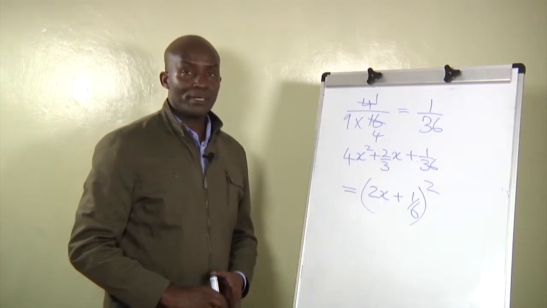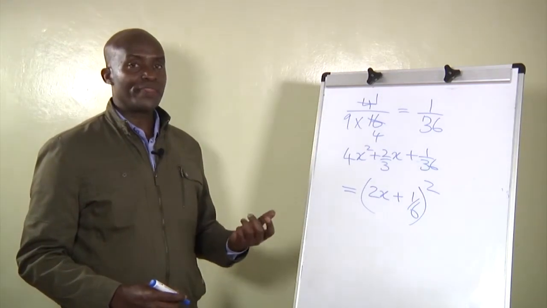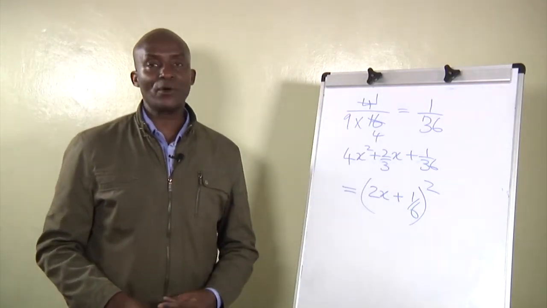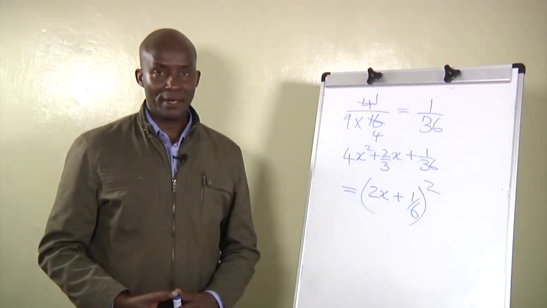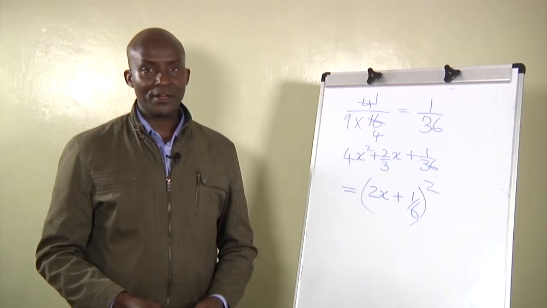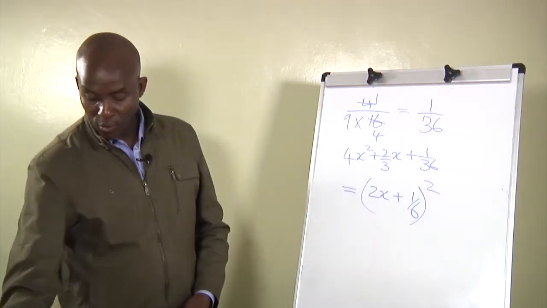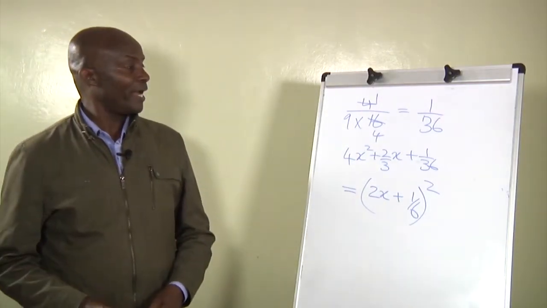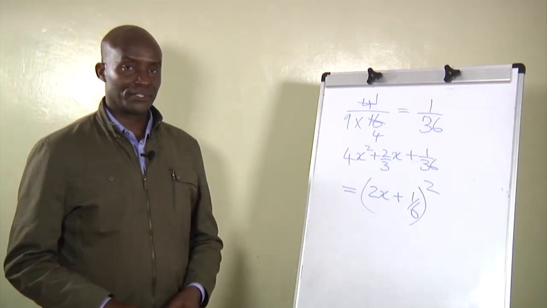And so that basically is the method of completing the square when the coefficient of x squared is not equal to 1. And so that brings us to the end of this lesson. In our next lesson, we will continue with the method of completing the square and look at some more advanced expressions. Thank you.